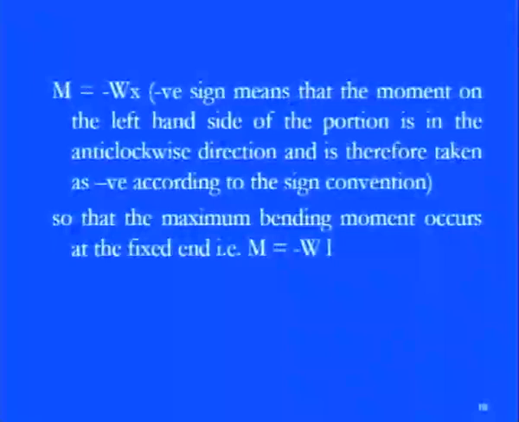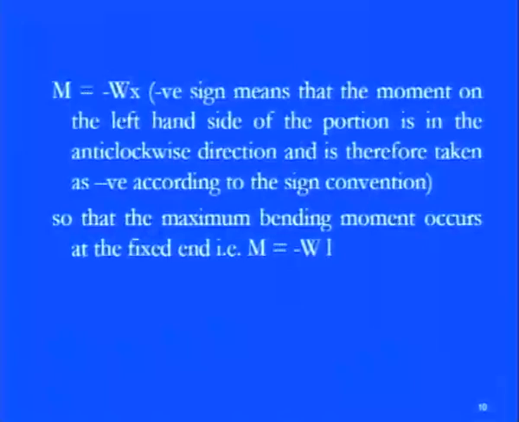So negative sign means the moment on the left hand side of the portion is in anti-clockwise direction, and therefore you see we take the negative according to the sign convention. Or you can straightaway say hogging is negative, sagging is positive. This is pretty common, so you can simply remember those sign conventions: plus or minus for shear force, and sagging or hogging, plus or minus sign, for bending moment.